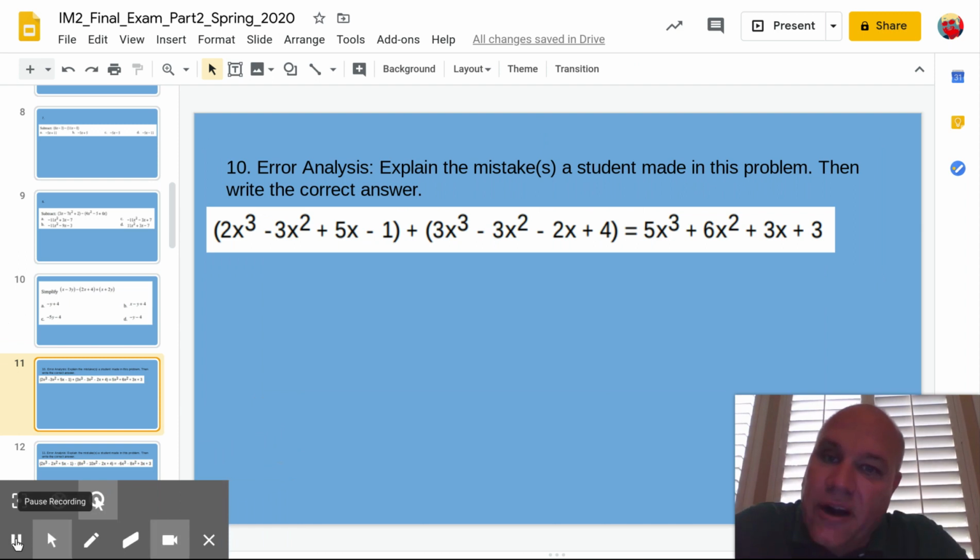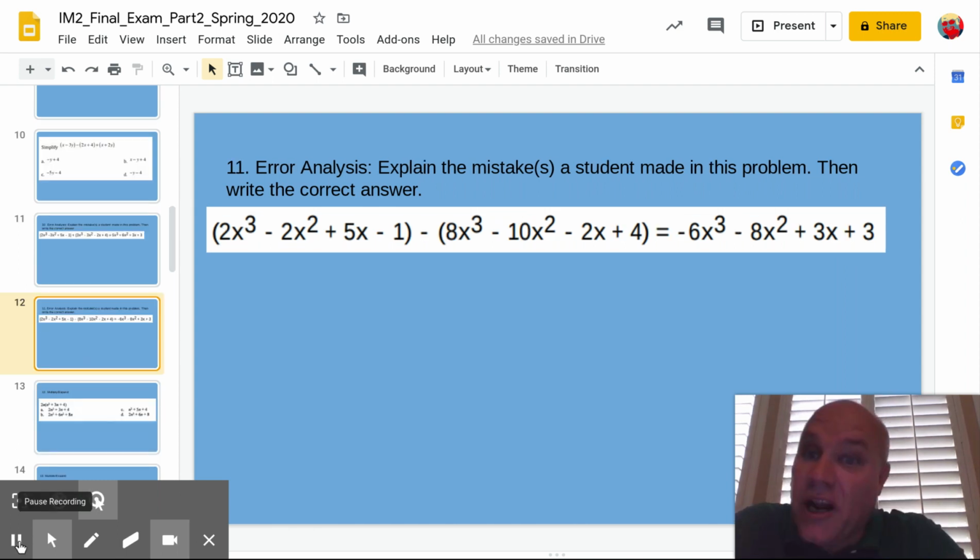Question 10, error analysis. It says explain the mistake or mistakes a student made in this problem, then write the correct answer. So I want an explanation from you. What was the mistake or mistakes? And then I want you to actually find the correct answer.